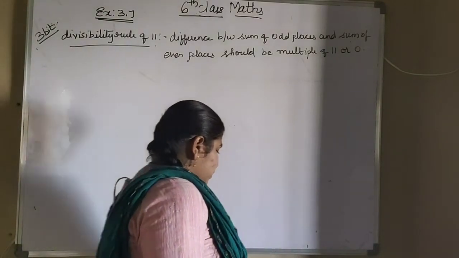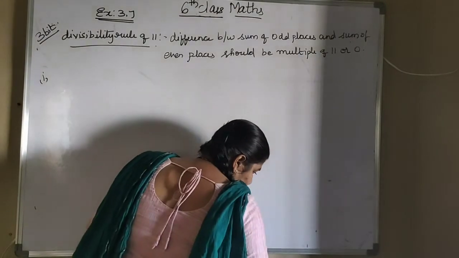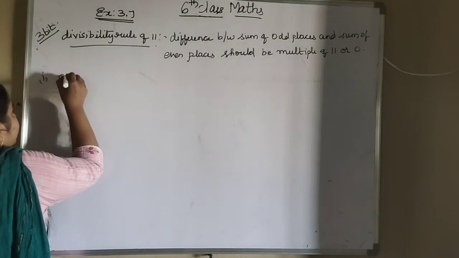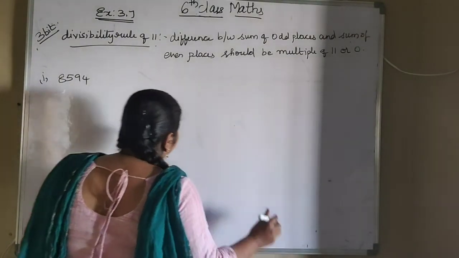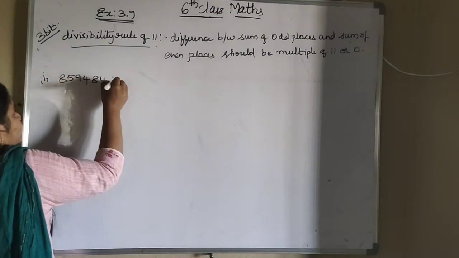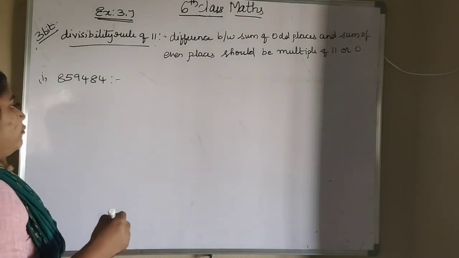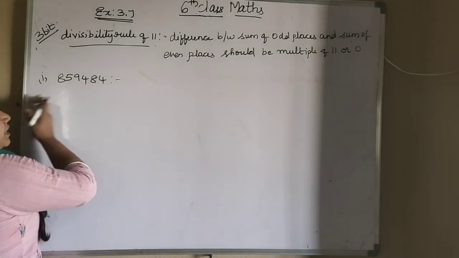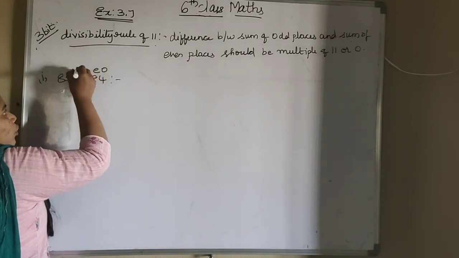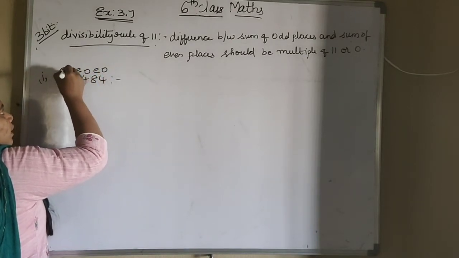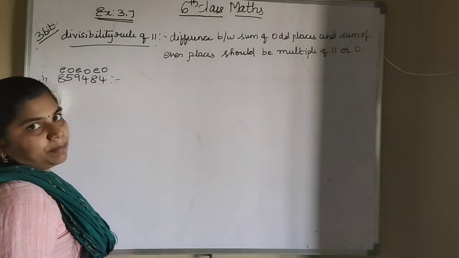So in this first one we will see. What is the first one? 859484. We have to check whether this number is divisible by 11 or not. Before that, first you take odd places and even places: odd, even, odd, even, odd, even.